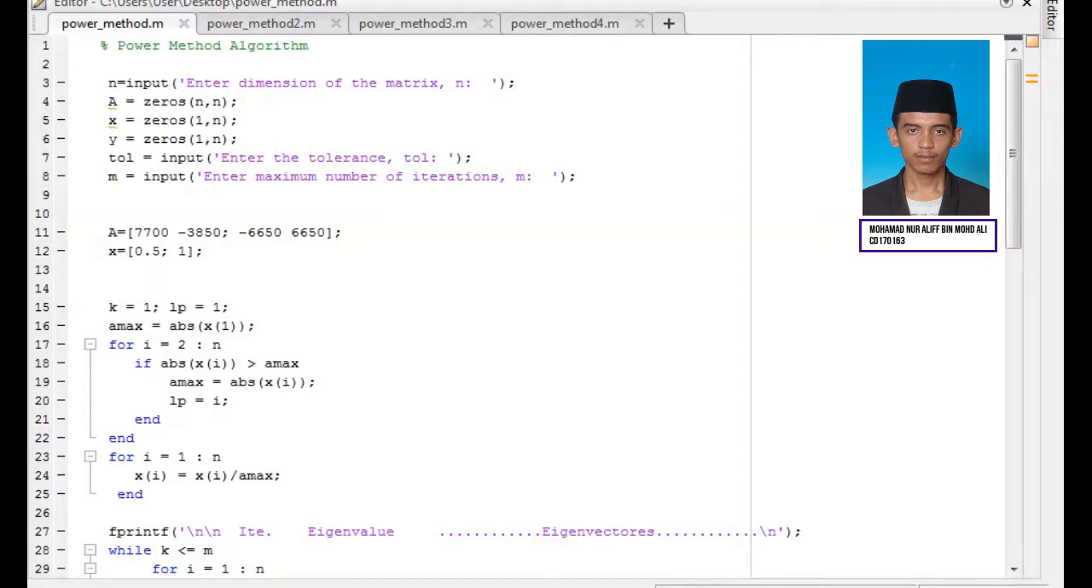Now we go for the validation purpose. We use the MATLAB software and calculate the eigenvalue and eigenvector by using the power method solution. The program will compile and run, and we will get the value of eigenvalue and eigenvector. But first, we need to write the power method at the command space. This is the power method.